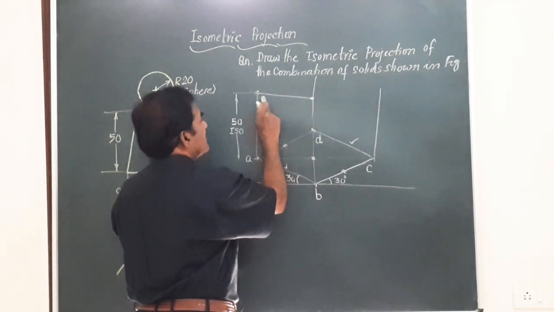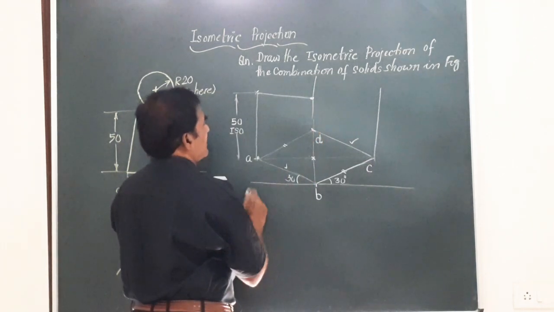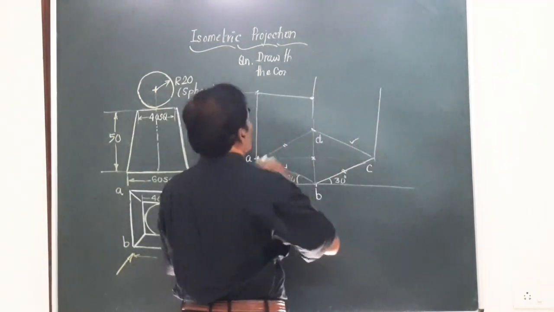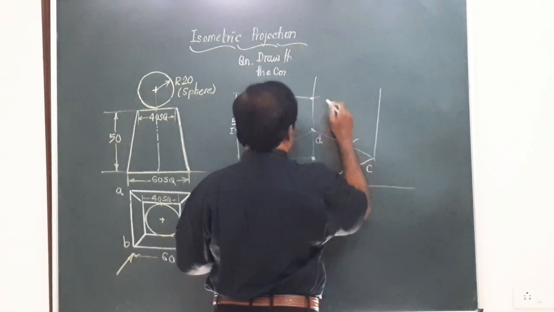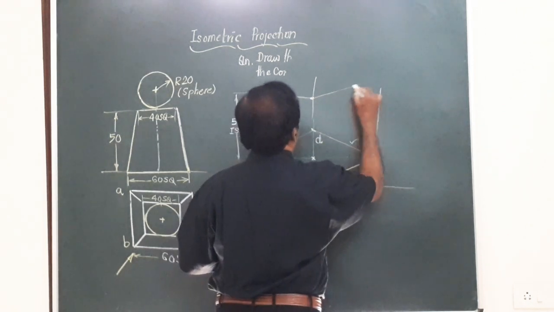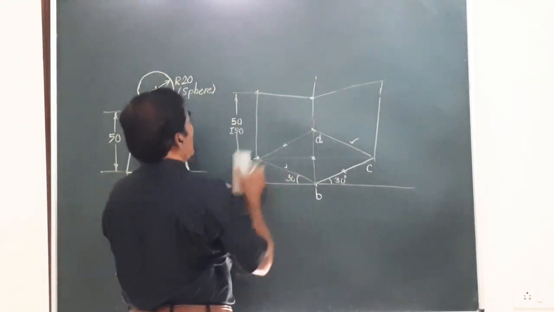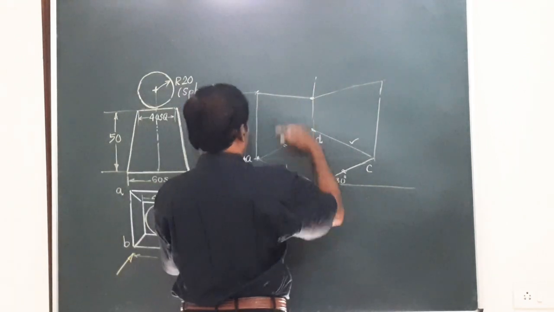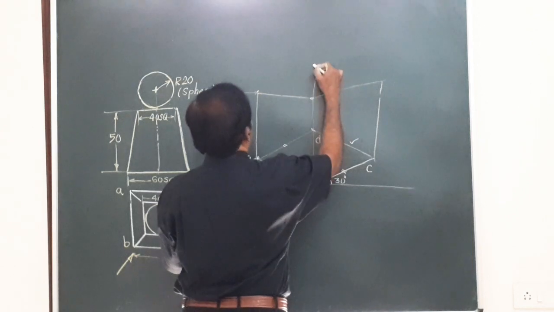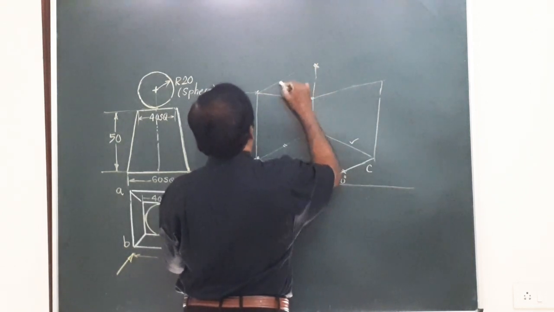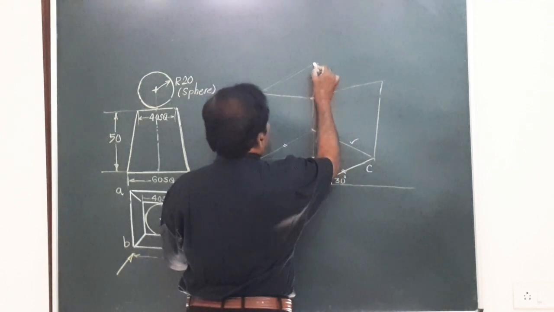That means this line is parallel to this bottom line. Likewise, from here I am going to draw another line parallel to this. So this is going to be something like this. Then we have to draw the lines parallel to this edge here. Suppose this is the point we have got. So I am going to draw a line parallel, join that.